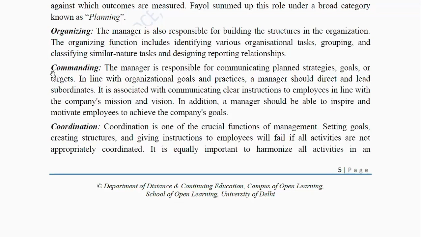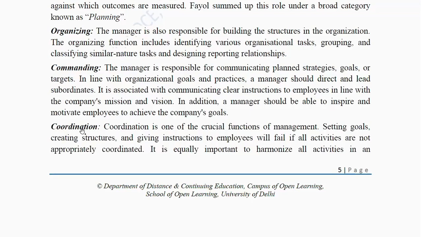Number 3, commanding. The manager is responsible for communicating planned strategies, goals, and targets. In line with organizational goals and practices, a manager should direct and lead subordinates. It is associated with communicating clear instruction to employees in line with the company's mission and vision. In addition, a manager should be able to inspire and motivate employees to achieve the company's goal.